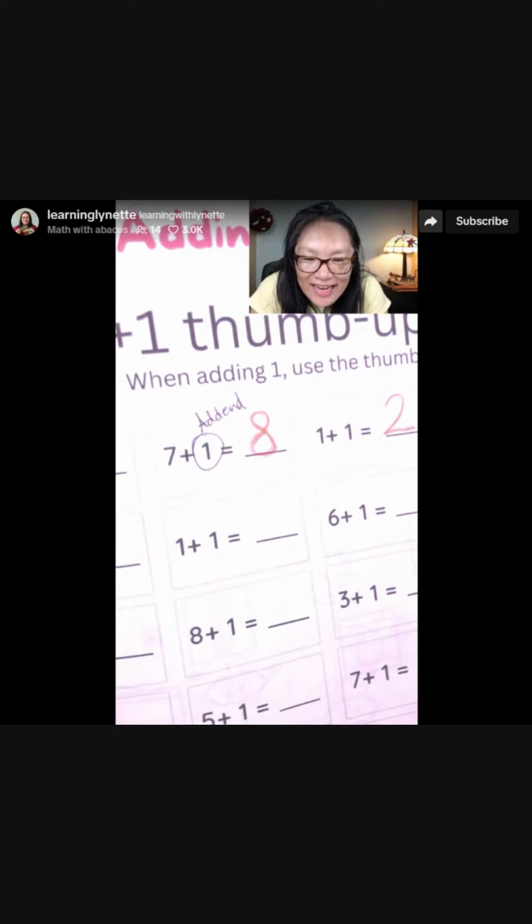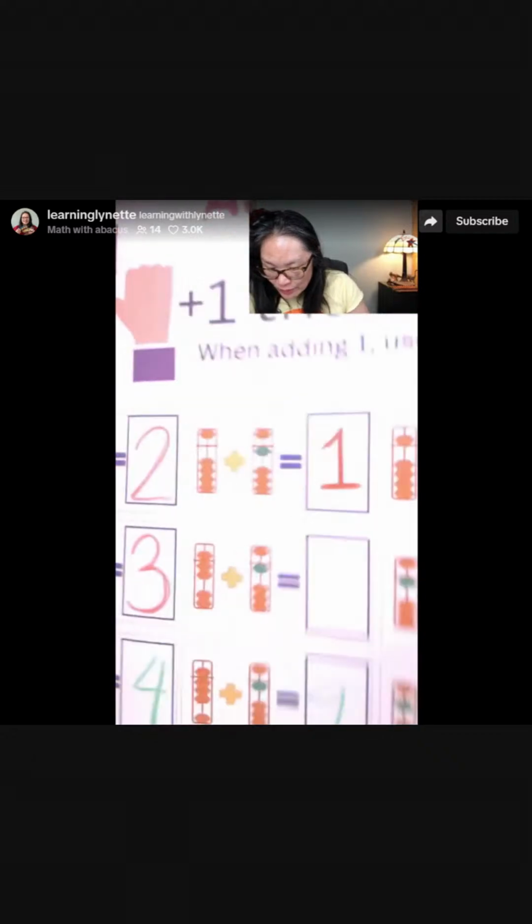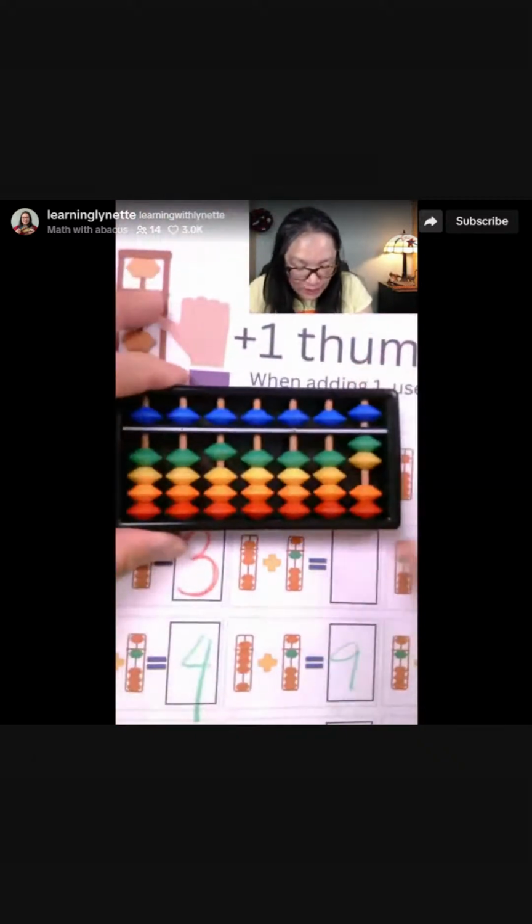We're going to look at that now. What we're going to do is understand when we add. When we add, we want to make sure we can add the 1. Can we add the 1? That's the question.